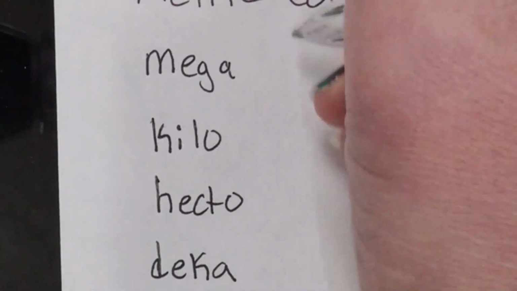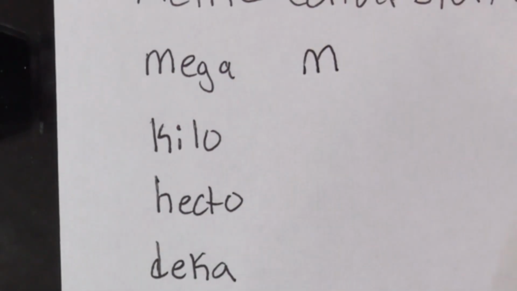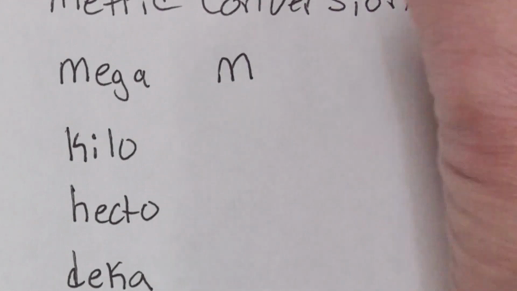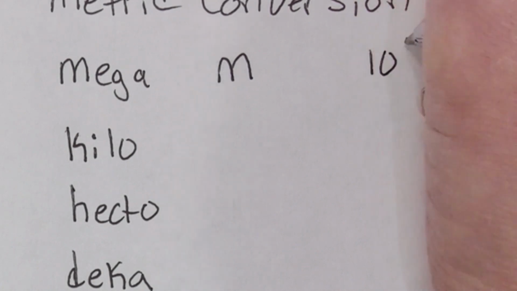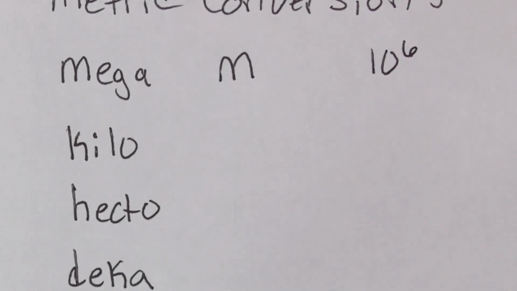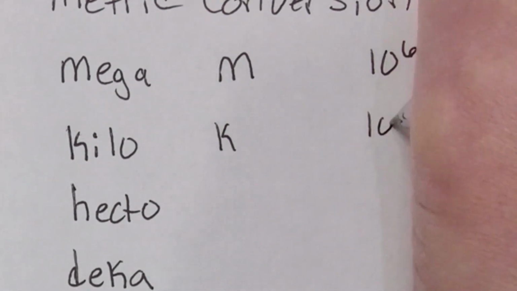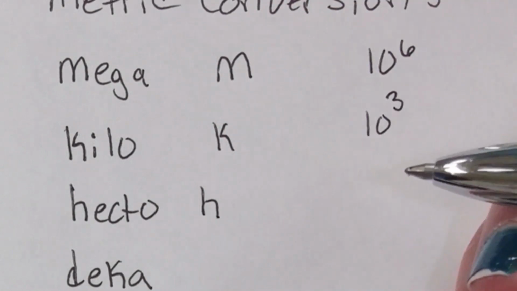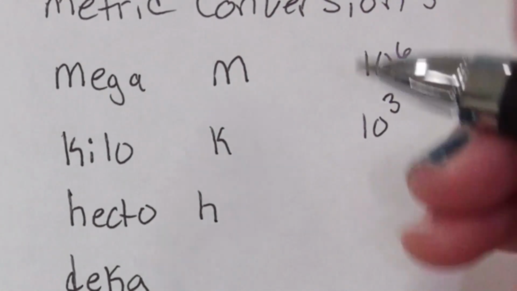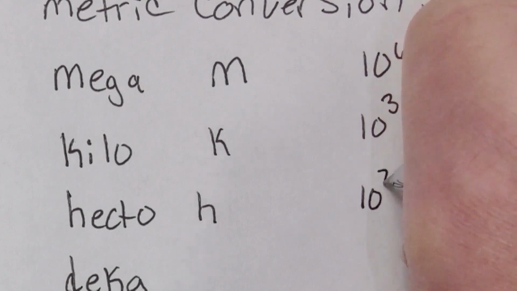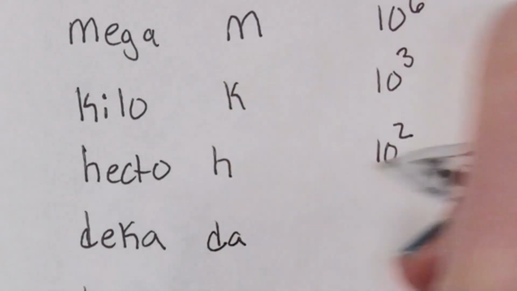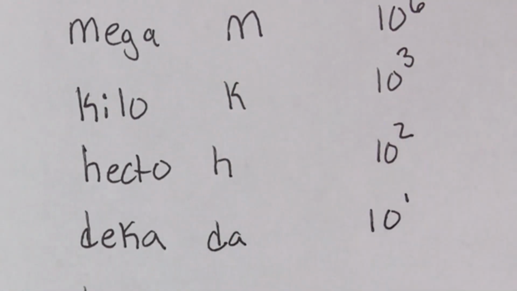Mega has a symbol of capital M. And our conversion factor for mega is 10 to the 6. Kilo has a symbol K, and our conversion factor is 10 to the 3rd. Hecto has a symbol of H with a conversion factor of 10 to the 2nd. Deca is DA with a conversion of 10 to the 1st.